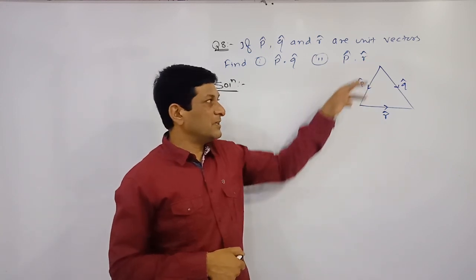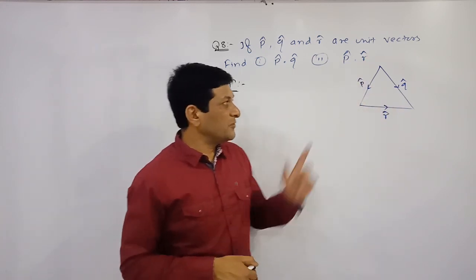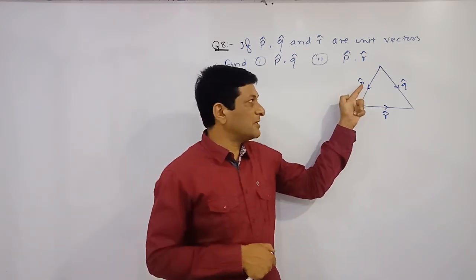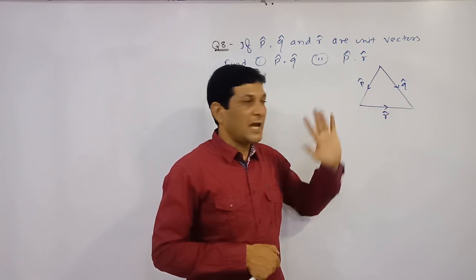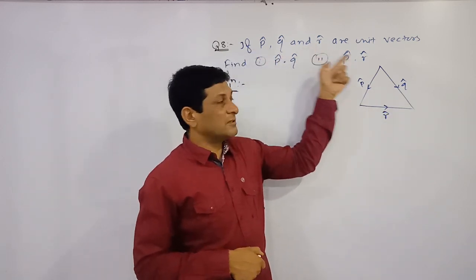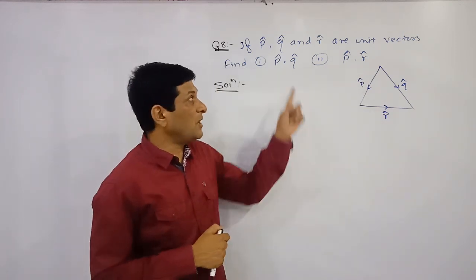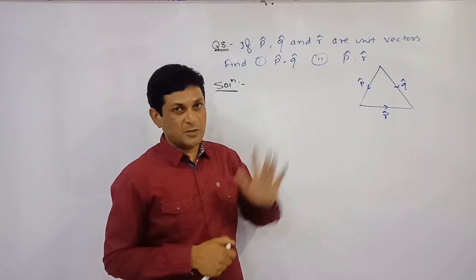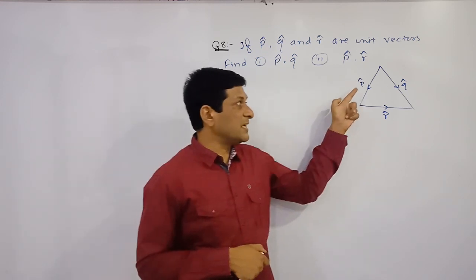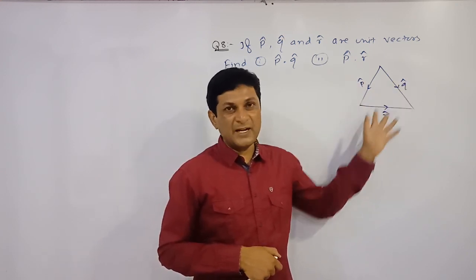Now one figure is also shown in the question. If you observe this figure very carefully, its sides are represented by P cap, Q cap and R cap, and these three are nothing but unit vectors. This is the given condition. Using this condition, our question is to find these two dot products.